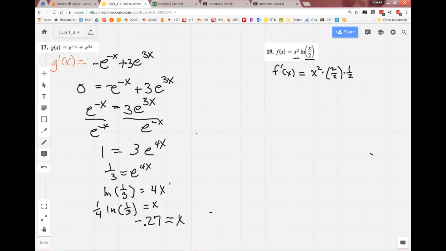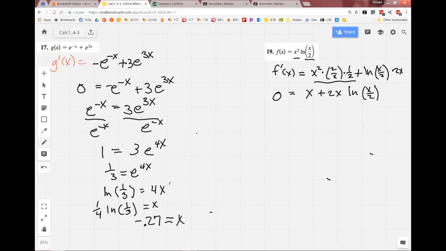Okay, so that's the first times the derivative of the second, plus the second times the derivative of the first, times 2x. Now we want to set that equal to 0. What can this be simplified to right here? Well, the 2's cancel, the 2 and the 1/2, and you just get x squared over x, which is x. So we have x plus 2x natural log of x over 2. I just stuck the 2x in the front.